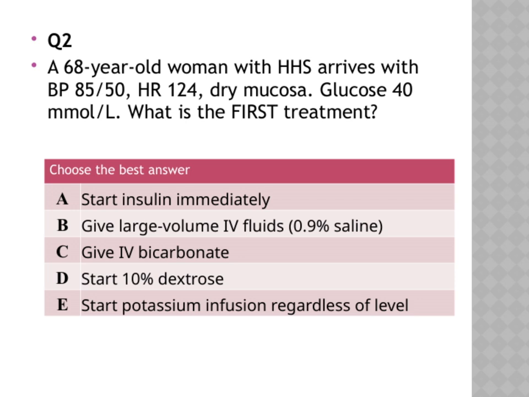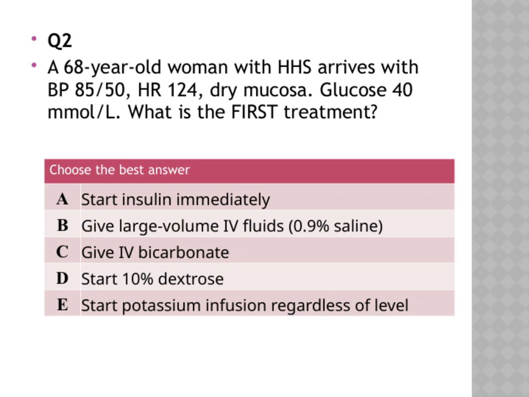Now, when approaching treatment for HHS, the first priority is to restore circulatory volume and address dehydration. Given her low blood pressure and signs of significant fluid loss, the immediate step should be fluid resuscitation. So, among the options, giving large volume IV fluids, specifically 0.9% saline, is the most appropriate initial treatment. This helps to improve blood pressure, restore perfusion, and dilute the serum glucose gradually. Starting insulin is definitely important, but it's usually given after initial volume repletion to prevent rapid shifts and other complications.